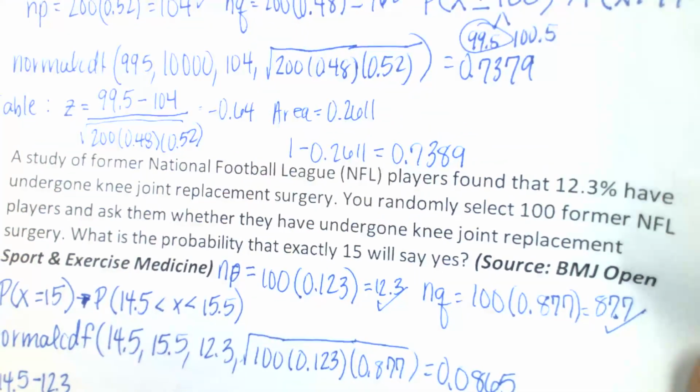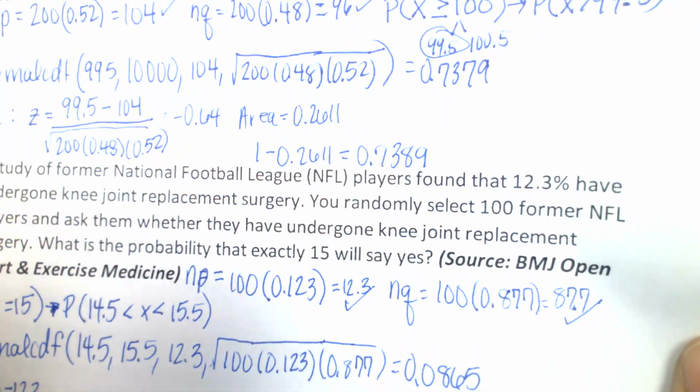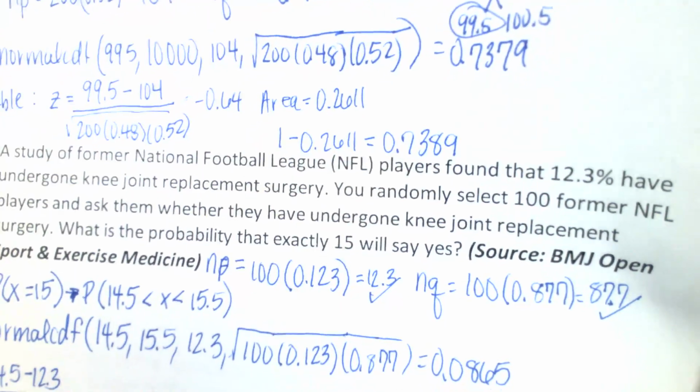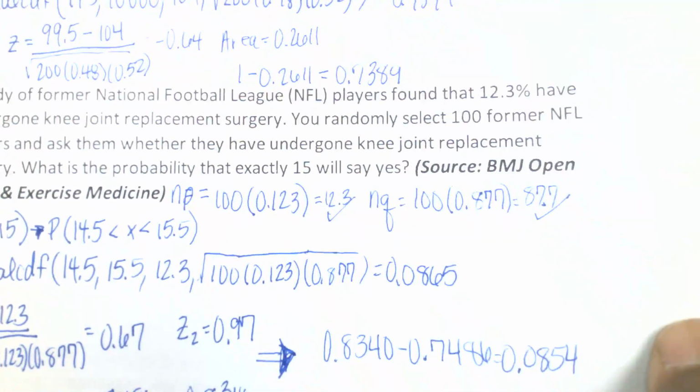So you have to see that phrase, normal approximation to a binomial distribution. You have to see that whole long phrase that we saw at the beginning of that section.